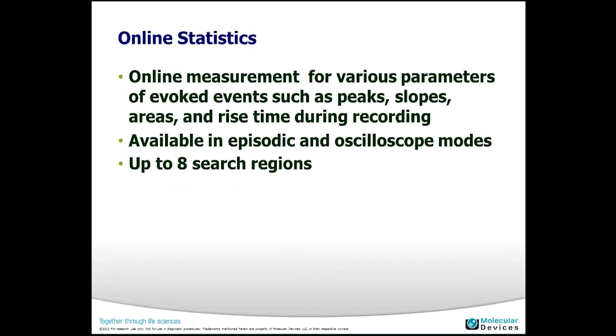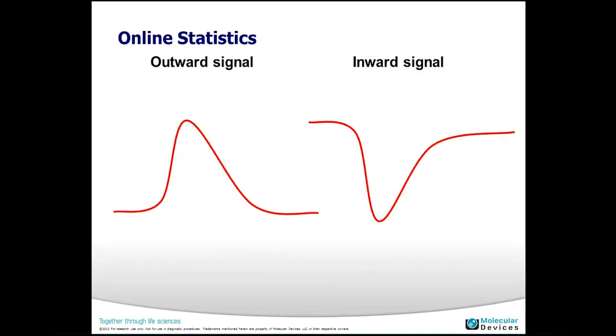Now, online statistics. Online statistics lets you use online measurement for various parameters of evoked events, such as the peak of the current, or the slope, or the area, rise time or decay time during the recording. This mode and these features are only available in episodic and oscilloscope modes, and you can search up to 8 search regions for measurement of the peak, slope, or area.